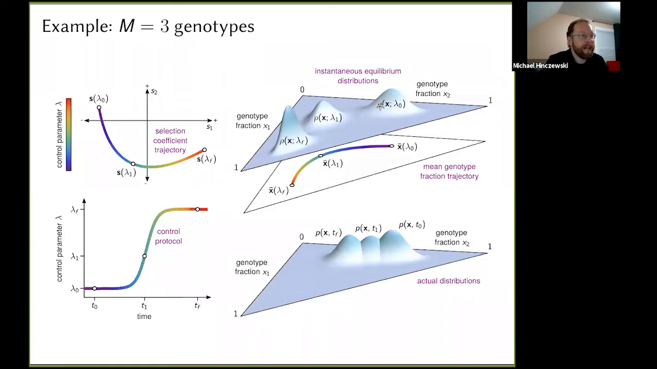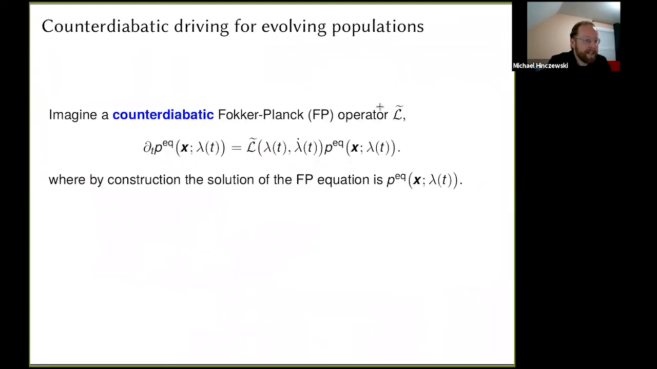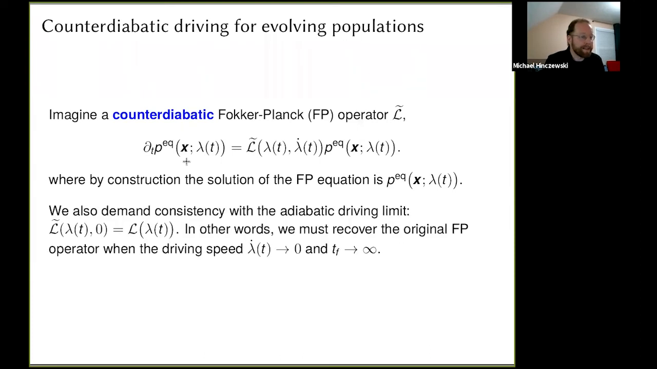So what do we do? The setup then is, like in the original quantum case, we want to go to a new Hamiltonian, but in this case, it's a new Fokker-Planck operator. We'll call it lambda tilde. And we set it up such that the equation it satisfies, by construction, has the solution of our equilibrium, P equilibrium. So then we know that if we can implement this lambda tilde, we're always going to be able to achieve the counterdiabatic control.